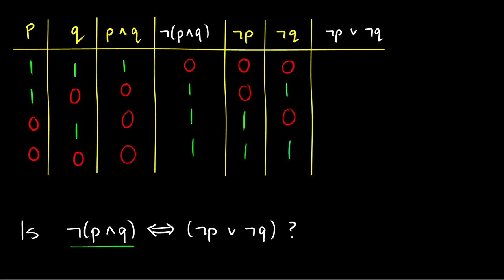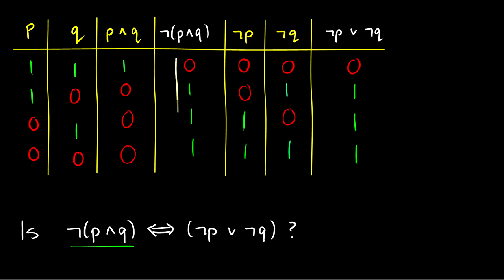Okay, so now that we have not P, not Q, we can do not P or not Q. So not P or not Q is going to be true when at least one of those is true. So in the first row, not P is false, not Q is false, therefore not P or not Q will be false. In the second row, not P is false, but not Q is true, so not P or not Q is true. In row 3, not P is true, therefore not P or not Q is true. And in the fourth row, they're both true, so of course not P or not Q will be true.